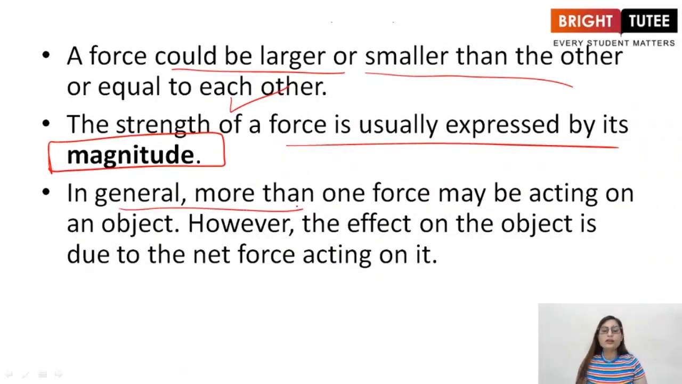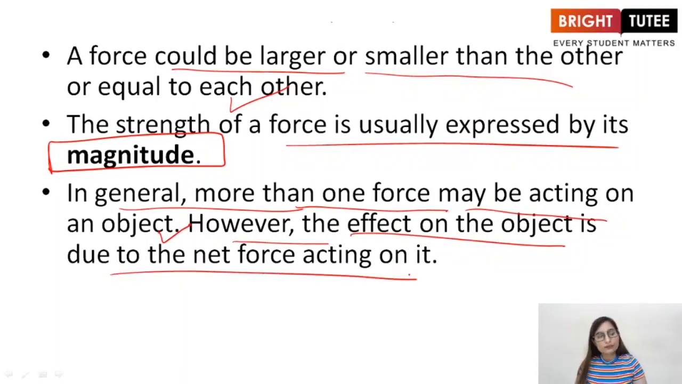In general, more than one force may be acting on an object, right? However, the effect on the object is due to the net force acting on it. Basically, as we saw in the case of the rope, there were two forces acting: team 1 applying a force and team 2 applying a force.